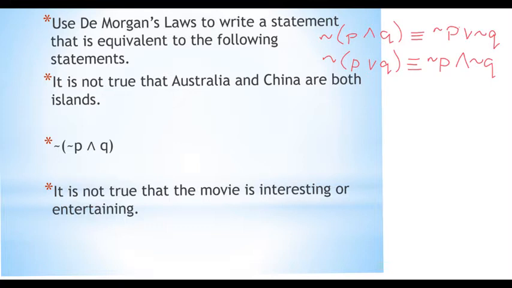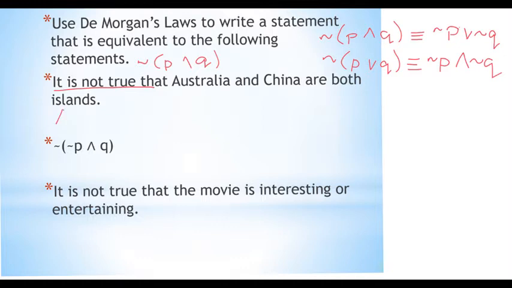So here it says, it is not true that Australia and China are both islands. It is not true that, remember that's the negation of, and then it's P and Q. So to write it in an equivalent form, we're going to say Australia. Sorry, that A looks a little crazy. Let me fix that.